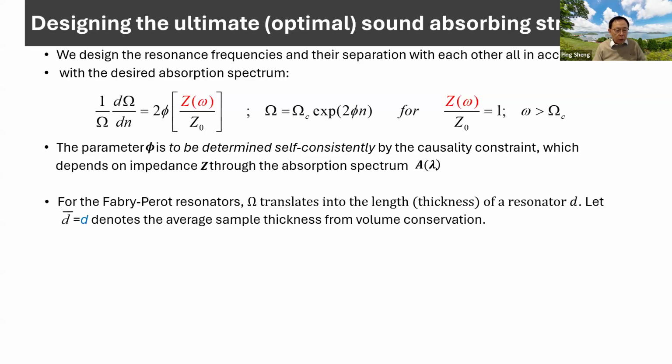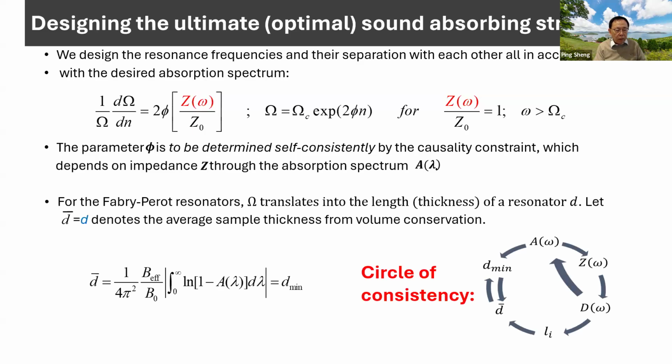So we can set D bar, namely the average sample thickness, because for different bipolar resonances you can have different lengths, right? But we can calculate the average just from the volume conservation. So we call the volume conservation derived average sample thickness D bar, and we set D bar equal to D min. And once we have this equation, then we have a total circle of consistency.